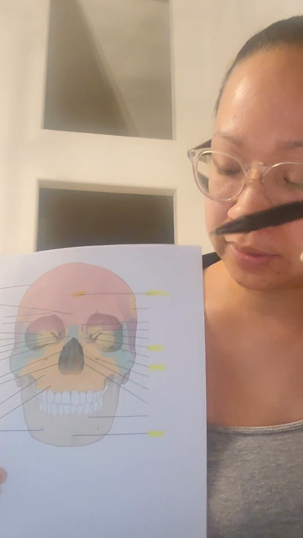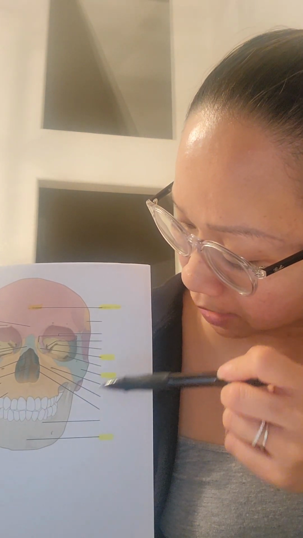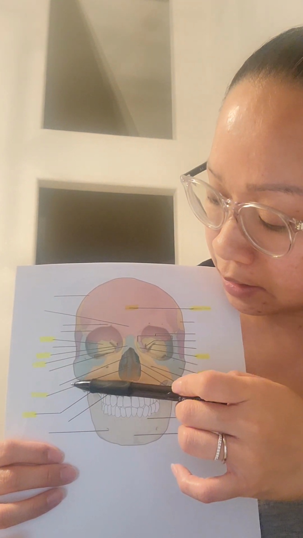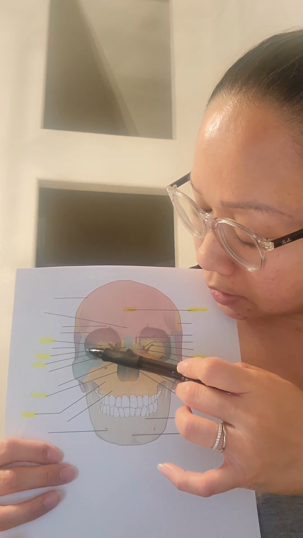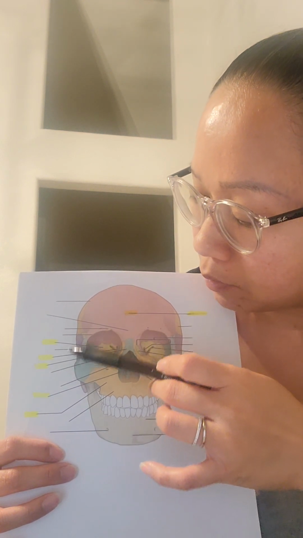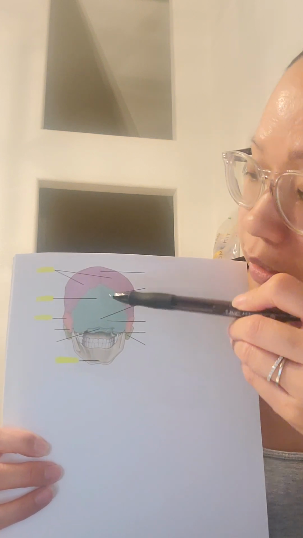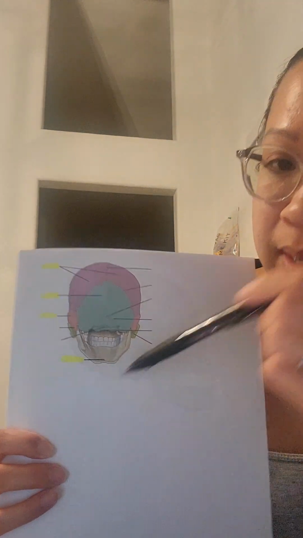Here we have the frontal, the lacrimal, the zygomatic, the mandible, maxilla, the vomer, the nasal, the ethmoid, and the sphenoid. Here we have the anterior view of the skull. This is the posterior. This is the parietal, the occipital, the temporal, and the mandible.